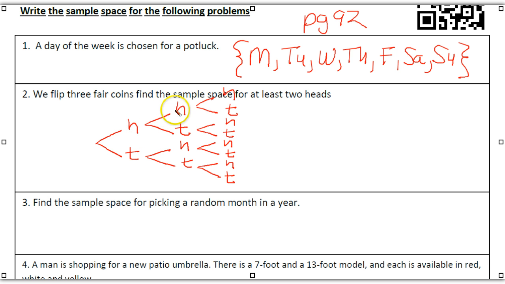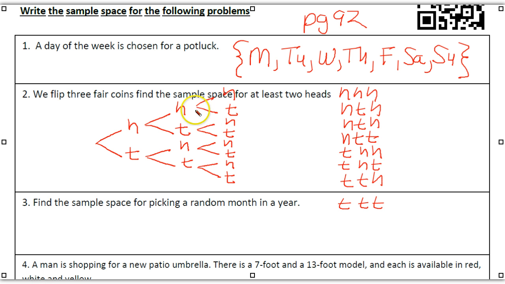So as you go up along this line, you're going to get H, H, H. Along this line, H, T, H. That would be this line. Now you go this line, H, T, H. So we end up with this.